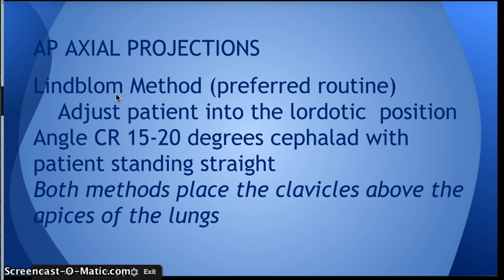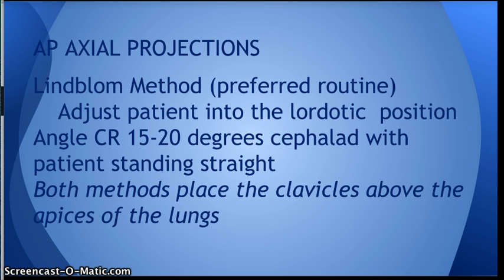Basically, you adjust the patient into the lordotic position with the patient's body about 1 foot in front of the vertical grid and leaning back so their shoulders rest against the vertical grid. As I mentioned, the Lindblom method is the preferred method, but if the patient is unable to perform the lordotic position and lean back without assistance, you can have the patient stand straight against the vertical grid, and instead of angling your patient, you're going to angle your central ray 15 to 20 degrees cephalad, or up, to obtain the same image.